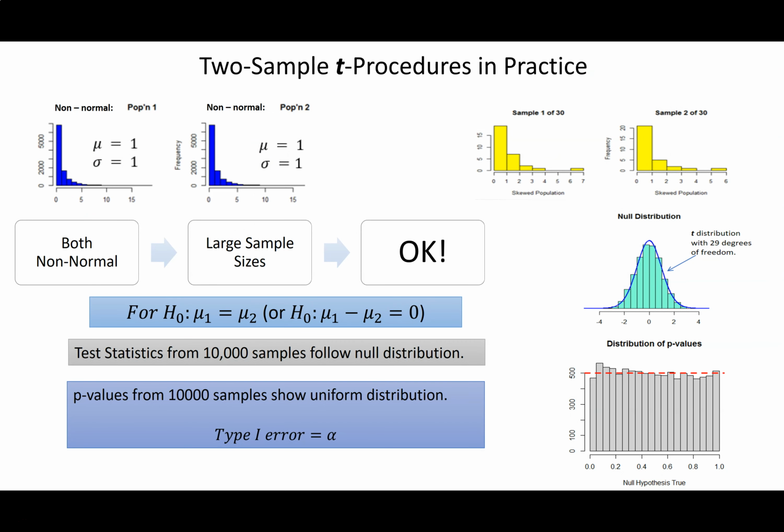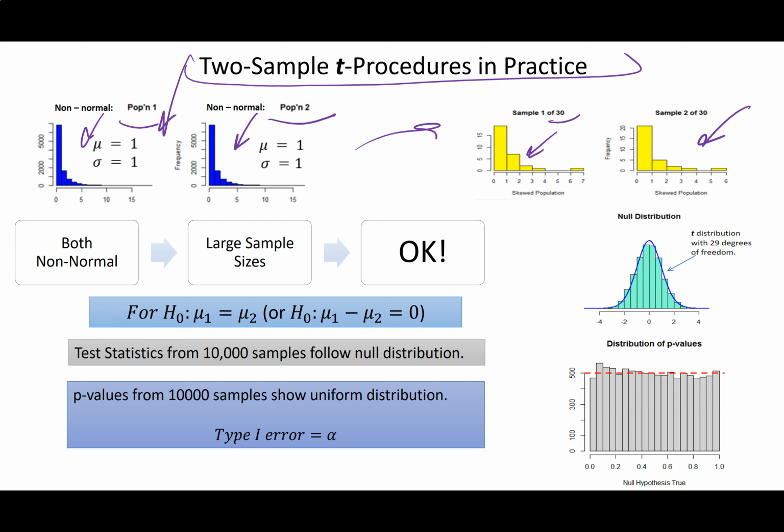So once again, two sample T procedures in practice, we have population 1 and population 2. But this time, they're both really, really skewed. They're both right skewed. So when you take samples of like 30, note 30 is usually our cutoff for, oh yeah, it's going to be big enough. Even though these sampled distributions are pretty skewed, the null distribution is going to look okay. It's going to look like that nice bell shape because 30 is big enough for this to kick in. Our type 1 error rate will be approximately where it should be.